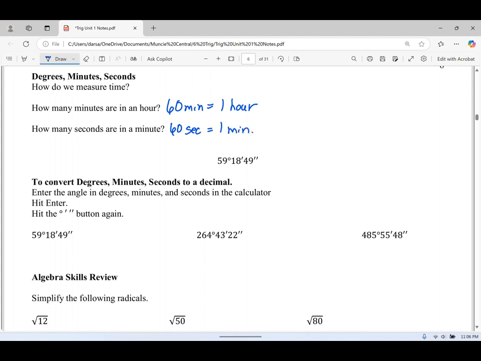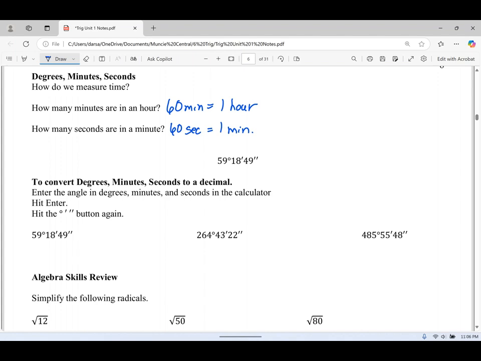So, in every hour, there are 60 minutes. In every minute, there are 60 seconds. So, it's smaller and smaller units of time. Similarly, when they were creating this way of measuring time, they were also creating ways to measure angles. And the way that they did it was a very similar way.